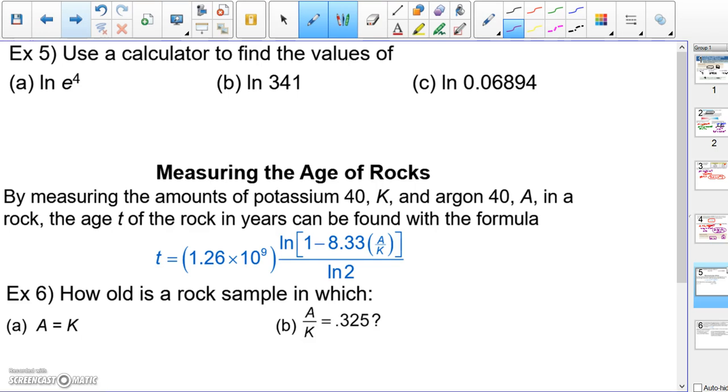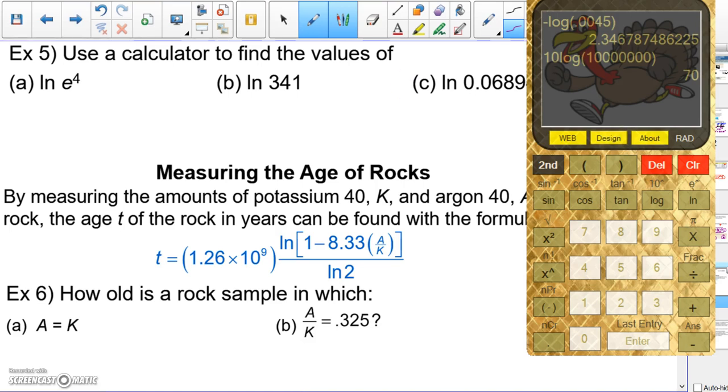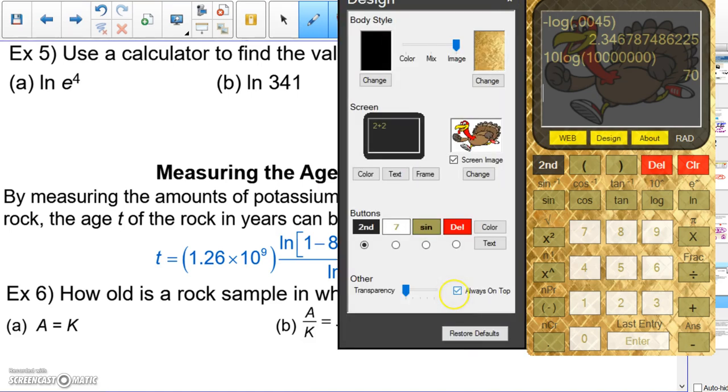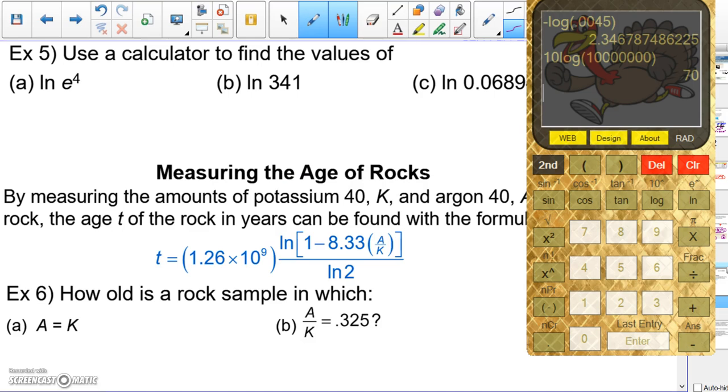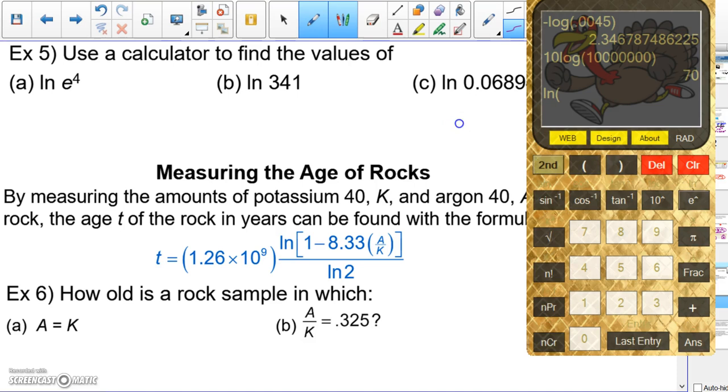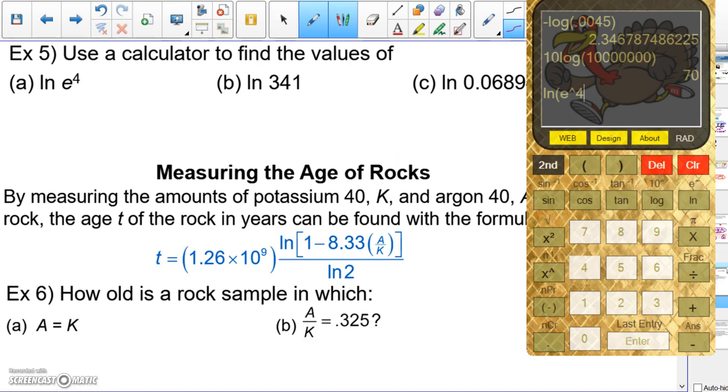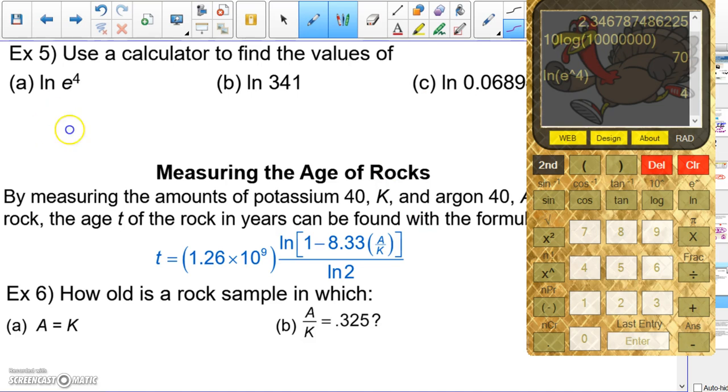So number 5 says use a calculator to find the values. Well, this is just straightforward calculator questions. So if we do natural log of e to the 4th, we just get 4. And that should make sense because natural log and base e are inverses of each other, so those just cancel each other out, and so you're just getting 4.